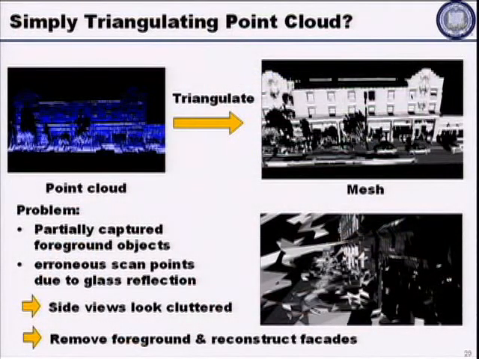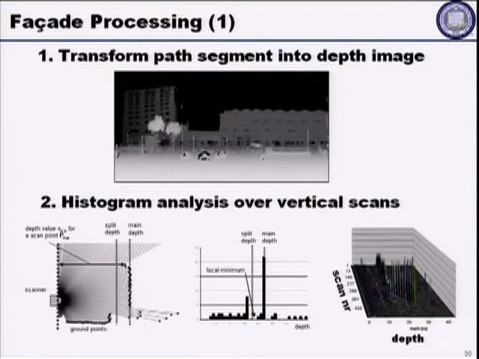This is kind of reinforcing what I said a second ago. If you just triangulate, you get something like this, which looks semi-okay from the front view, but from the side view, there's all this garbage kind of flying around. So how do we clean it up? We apply standard image processing techniques. We transform each patch segment into what's called a depth image. So this is a tree in front of a building, cars in front of the trees, et cetera.